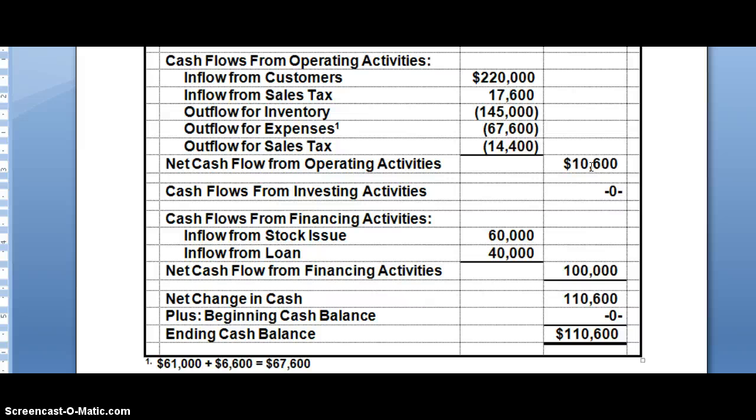10,600 is cash coming in from operations. There was no investing activity. There was financing activity. Because remember with transaction number 1, you sold $60,000 in common stock. And in transaction number 6, you borrowed $40,000 from a bank. That gives you $100,000 in financing. So the net change in cash was $100,000 plus $10,600. Beginning cash balance we're assuming is 0, and the ending is $110,600.